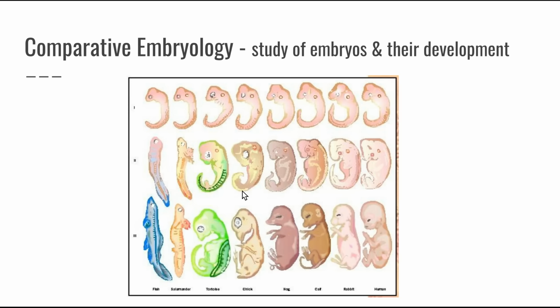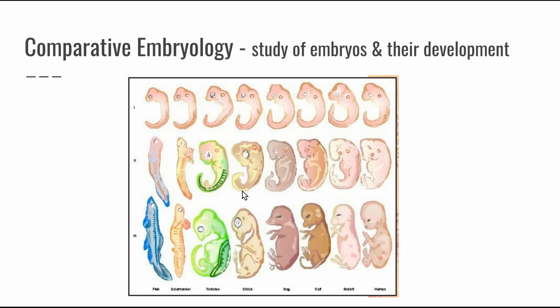These gill slits developed into the gills in fish, and in humans they developed to be part of the eustachian tube in the ear. The tail remains in fish, amphibians and reptiles, but it is greatly reduced in birds and humans. The similarities in structure of the embryos point to a common ancestry.